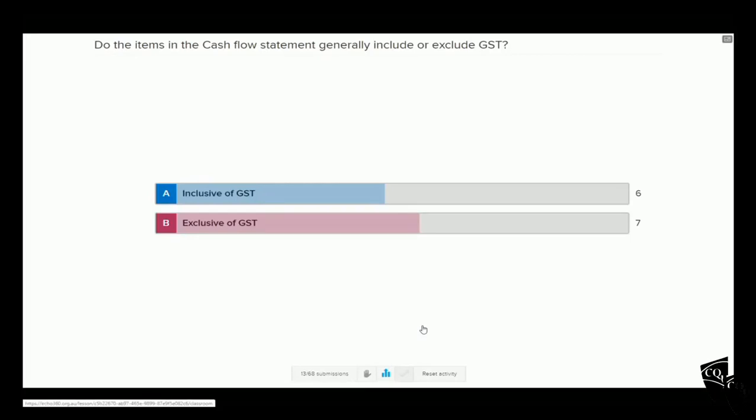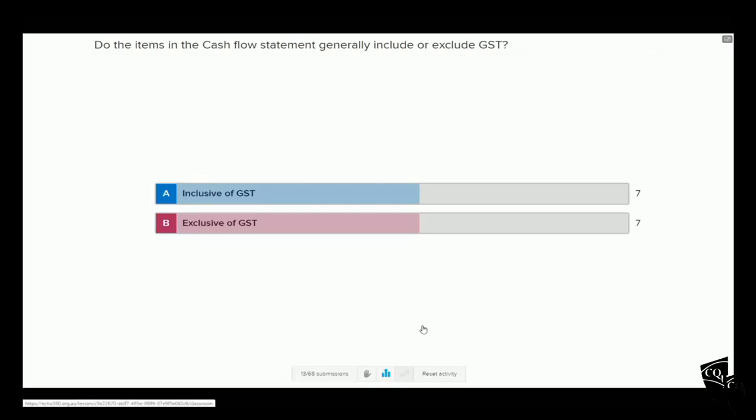Well, in Australia, the items in a statement of cash flows are inclusive of GST. Maitland's like, yeah, I got it right. Okay, but having said that, Maitland, not all countries do that. Ryman Healthcare in New Zealand doesn't. So I'll go through that now.